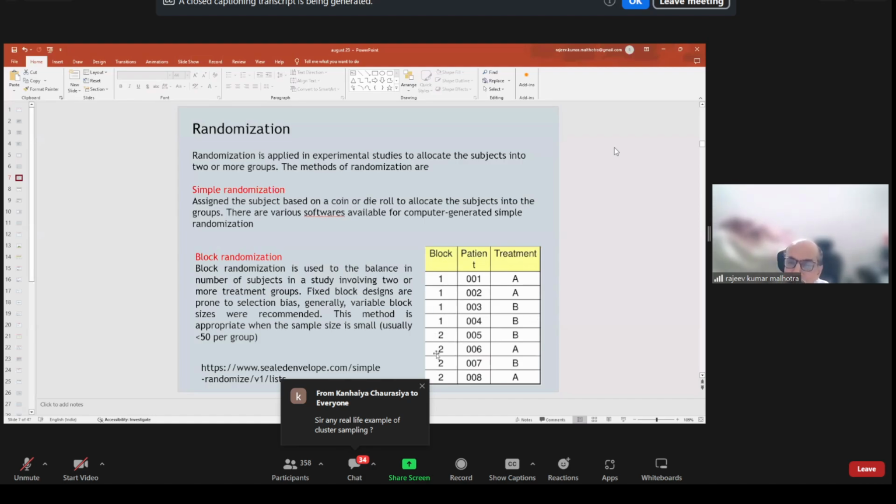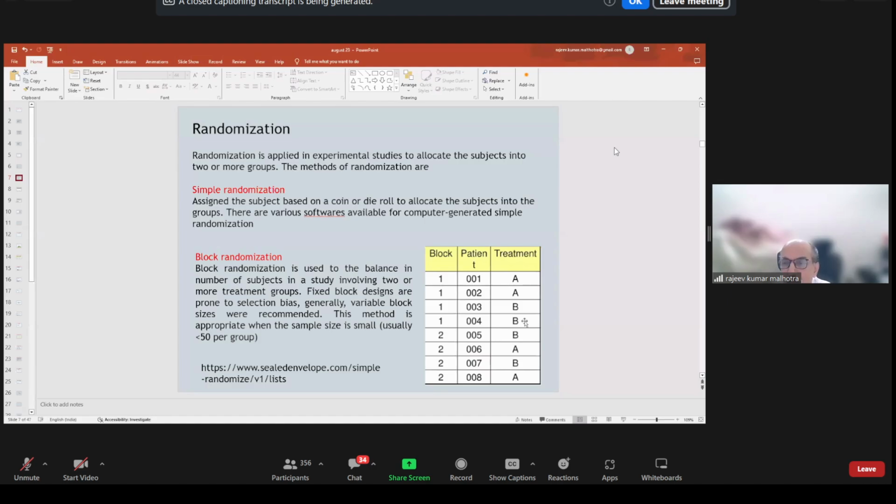Similarly, in the second block, which is also of size four, the first subject is B, the second A, the third B, and the fourth A. In that case, we have a balance of 2A and 2B. The main drawback of using a fixed block size is that if I know the first is A, the second is A, and the third is B, then the fourth is automatically B. So this is a non-randomization method. The problem is that you can find out about the treatment group.